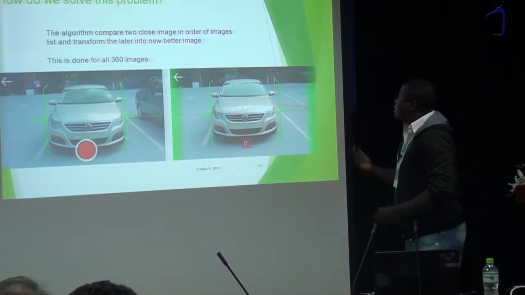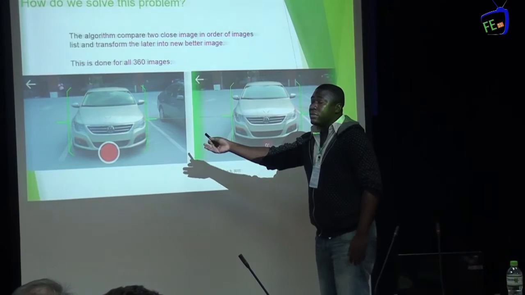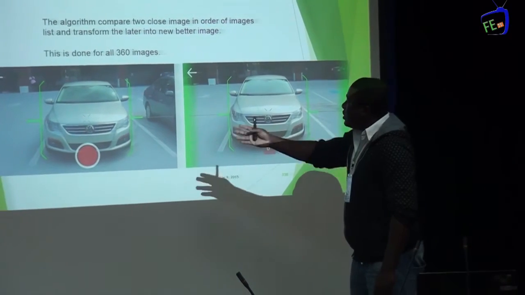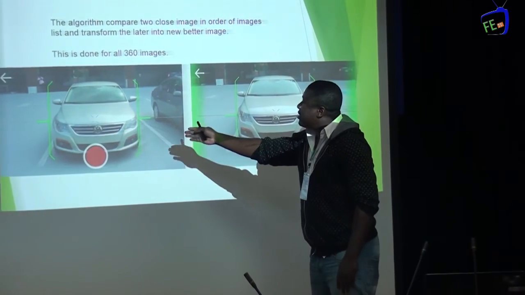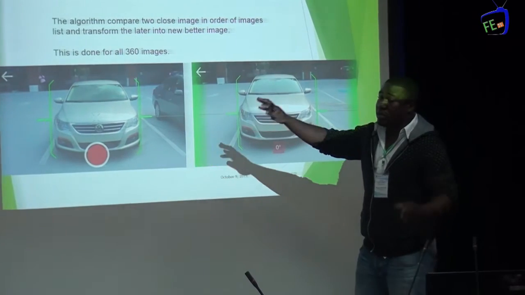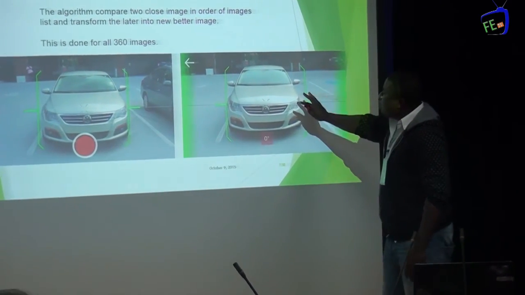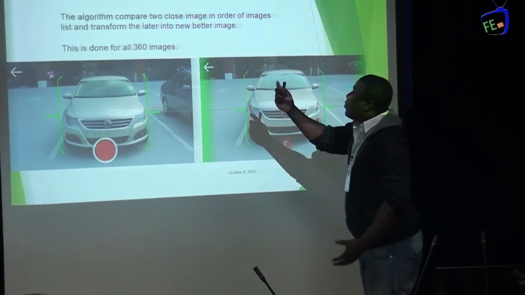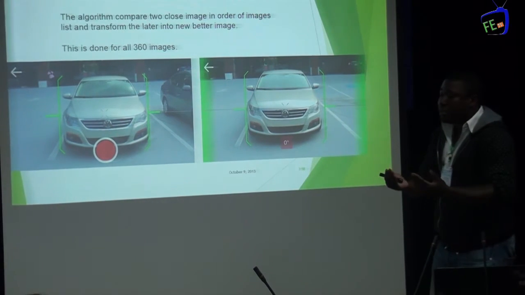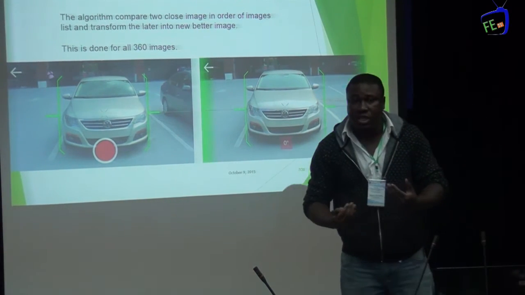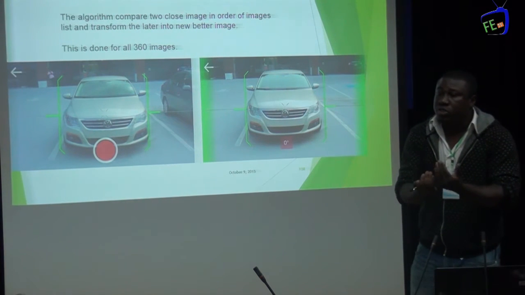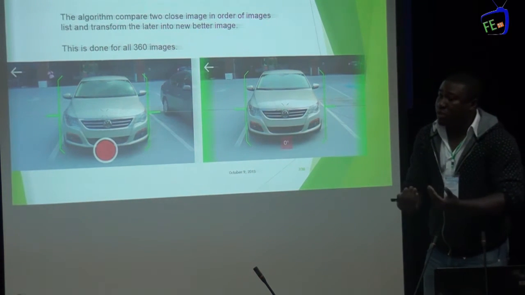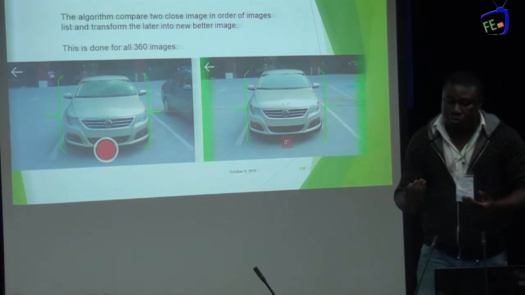So in pictures, this is the app here. We're taking a picture of a car. This picture here is a little blurred. You might not notice because of the projector. But this is a clearer picture of this. How do we solve this? The algorithm is just comparing, out of the 360 images we take, 2 images close to each other, and the app brings out the best quality picture for us to use.